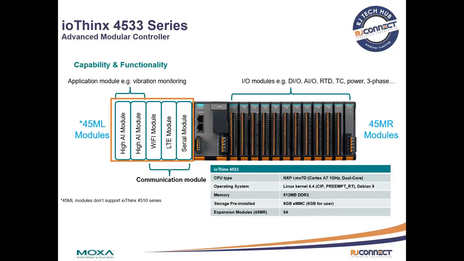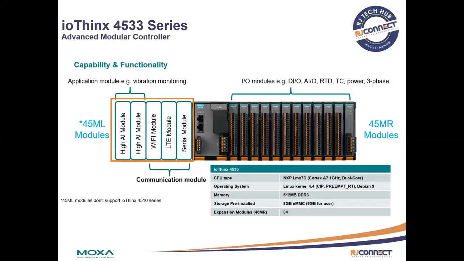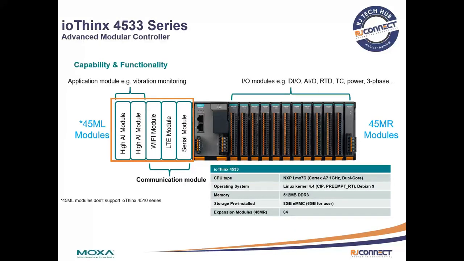And below here is the specification of the ioThinx 4533. As you can see, it supports the Linux version. The CPU type is a dual-core A7 1 gigahertz CPU, and the operating system is based on Moxa Industrial Linux, which is kernel 4.4 and Debian 9. For memory, it supports 512 megabytes of RAM and has 8 gigabytes of eMMC storage, with 6 gigabytes for users. In addition, the ioThinx 4533 can connect up to 44 IO modules. Please note that the 45ML modules do not support the ioThinx 4510 series. They are only supported on the ioThinx 4533.